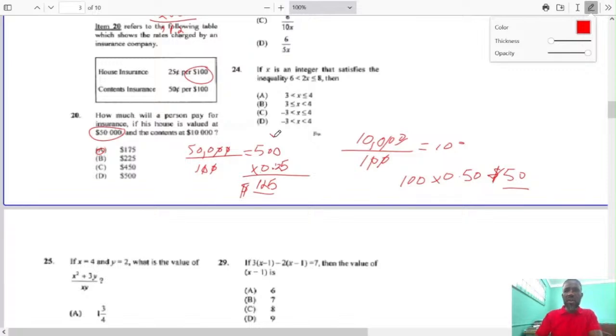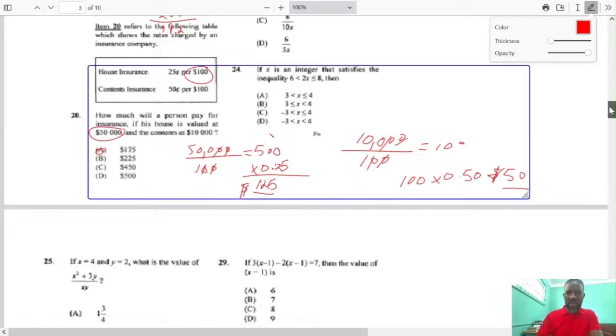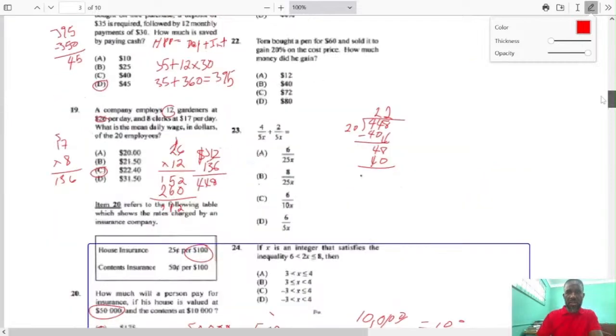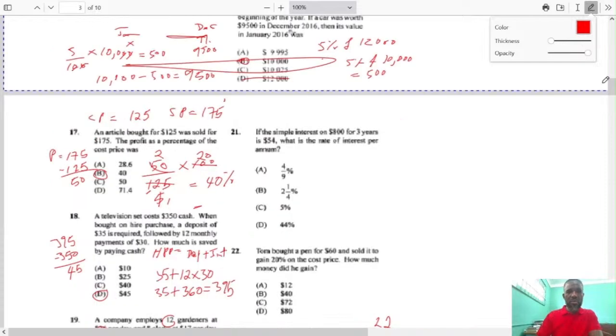Okay, I hope you're understanding the concept. So move along to number 21. Say if the simple interest on $800 for 3 years is $54, what is the rate of interest per annum?